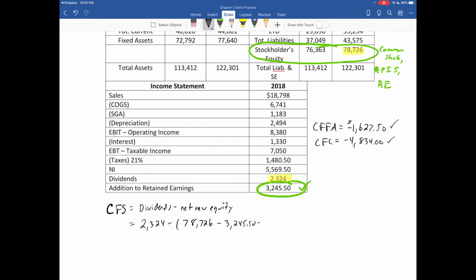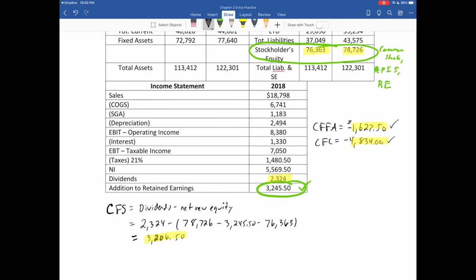And then we subtract the beginning stockholders' equity balance. We don't have to worry about taking out any retained earnings there, because we're just looking at this time period for 2018. We just want to know from 2017 to 2018, how much new equity did they raise? We don't care what portion of that $76,363 is retained earnings. We're only concerned with the increase from one year to the next and what portion of that increase was from retained earnings. So we end up getting a cash flow to stockholders here that is equal to $3,206.50.